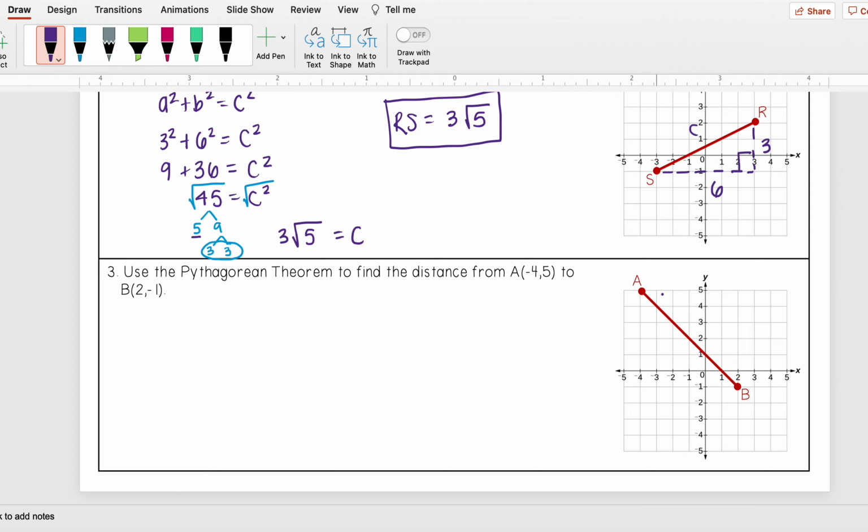Okay, looking at this last one, first step is to create a right triangle. So I'm going to use my dashed lines here, and then find the lengths of these two sides. So this one is 1, 2, 3, 4, 5, 6. And this one is 1, 2, 3, 4, 5, 6 as well. And my Pythagorean theorem says this is going to be a squared plus b squared is equal to c squared. Again, my a and my b are my legs, so that's going to be the 6.